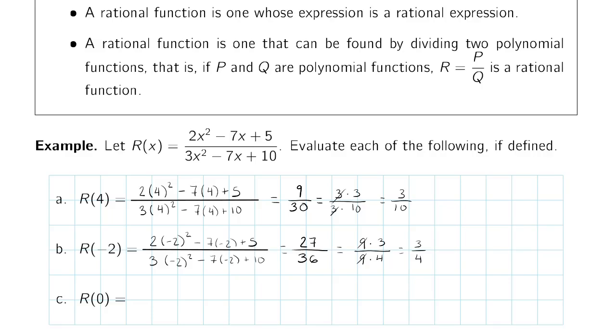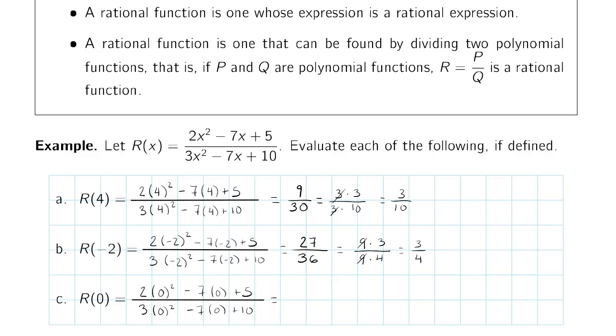One more. We want to take r of 0. Can we evaluate a rational function at 0? Yeah, absolutely no problem with taking r of 0. We can't have 0 in the denominator of any fraction, but we can absolutely plug 0 in for x here. So when we do that, we get (2 times 0 squared minus 7 times 0 plus 5) over (3 times 0 squared minus 7 times 0 plus 10).